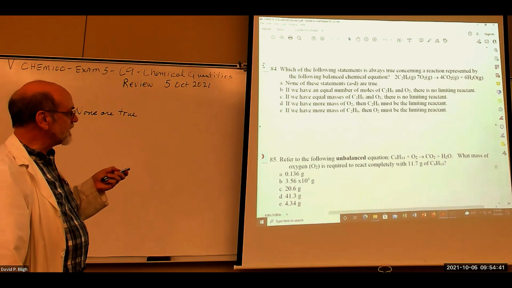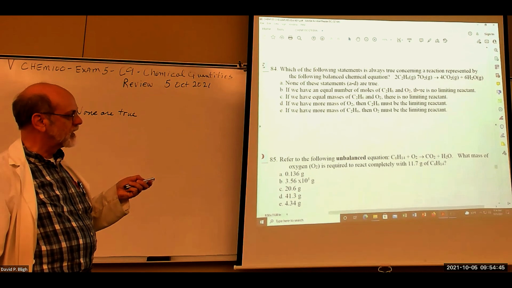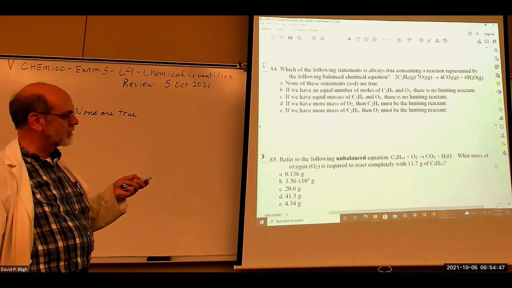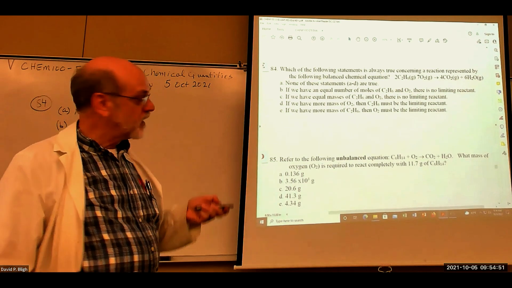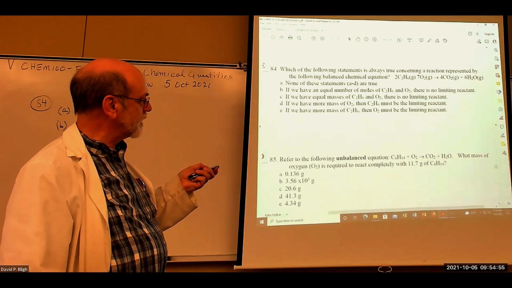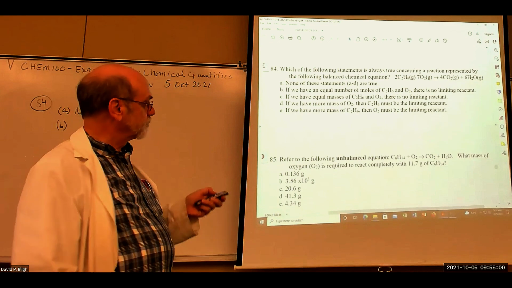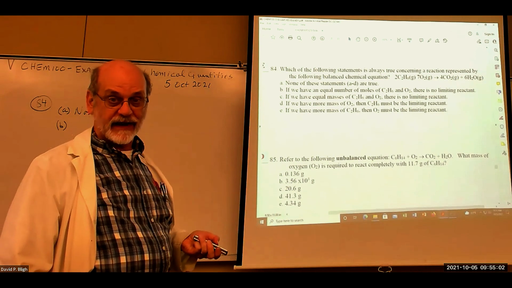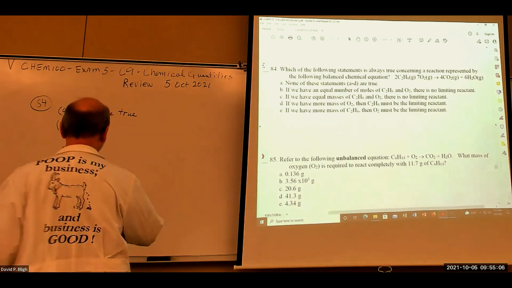So let's look. B, if we have an equal number of moles of C2H6 and O2, there is no limiting reactant. Equal number of moles, these are not ratioed equally. 2 moles of that reaction, 7 moles of that. If there's equal, then one of them's going to run out. And oxygen will be the one to run out because you need more of them. So B is false.